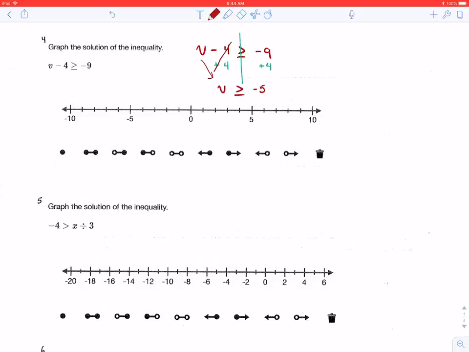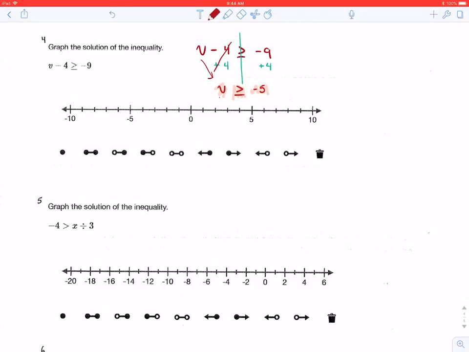So now what we need to do is take this solution that we just solved for and graph it onto this graph that's given. And the graph and the solution have to represent the same thing. So if we read this graph with this solution, we say that v is greater than or equal to negative 5.